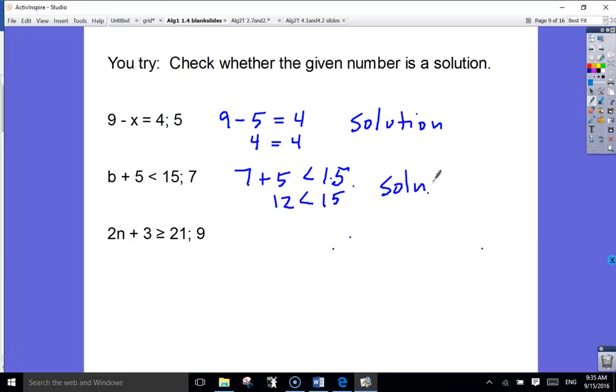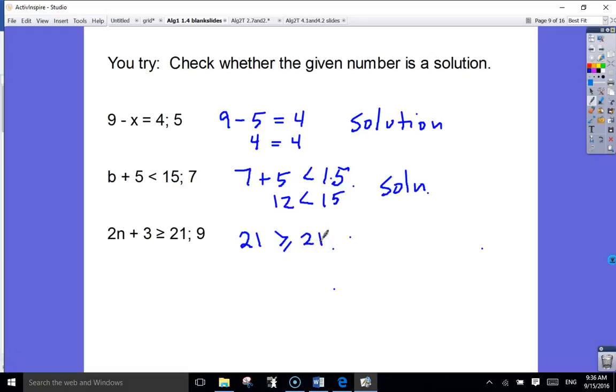Somebody else. Ava? You did the third one? Ava. What did you say on the third one? Solution. What did it equal? When you substituted in the 9, what did you get? It ended up saying that 21 is greater than or equal to 21. Is that a true statement? That is a true statement.